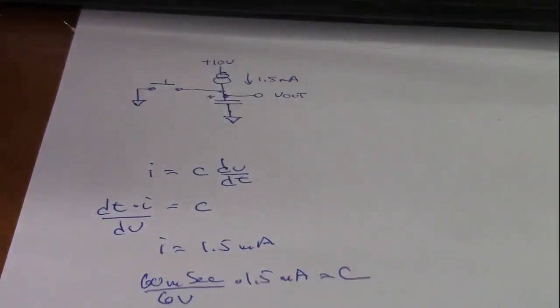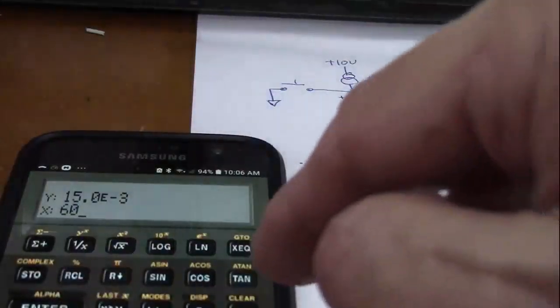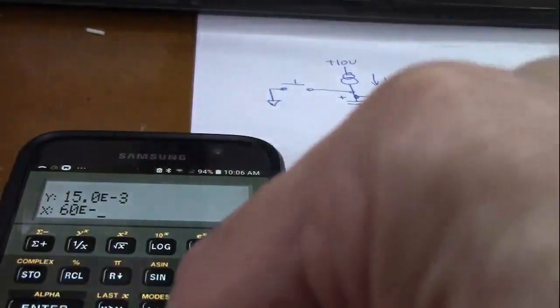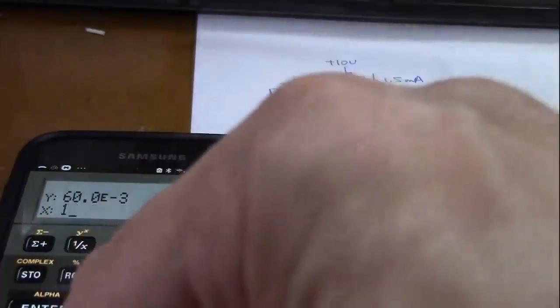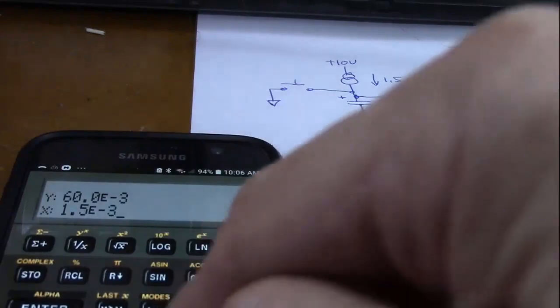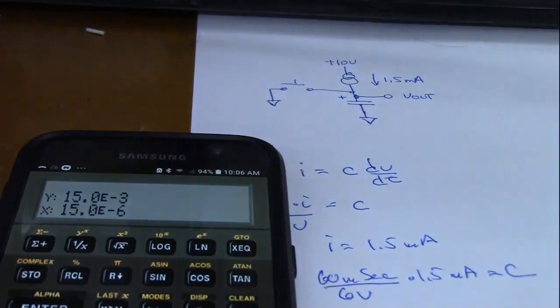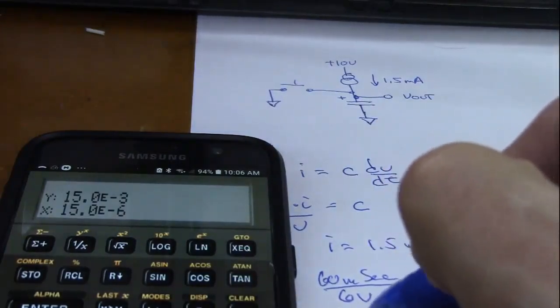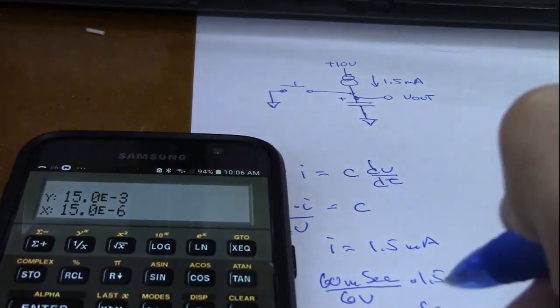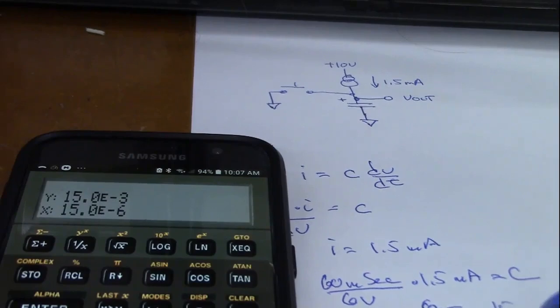Let's get out our calculator. All right, so let's see, we've got 60 milliseconds times 1.5 milliamps divided by 6 volts. And that's 15 times 10 to the minus 6 farads, or 15 microfarads.